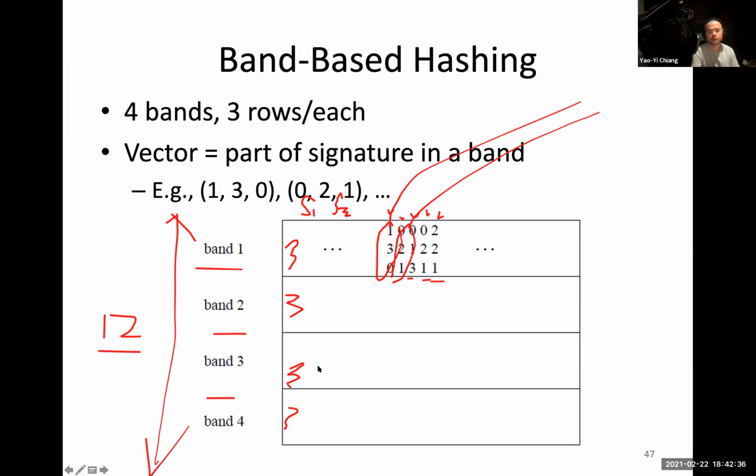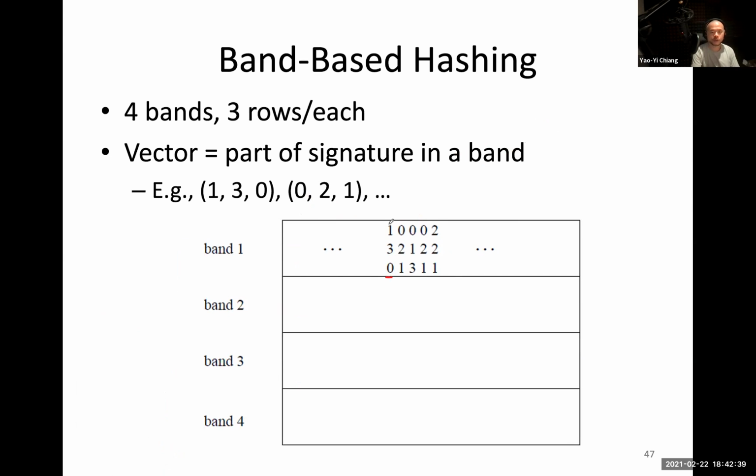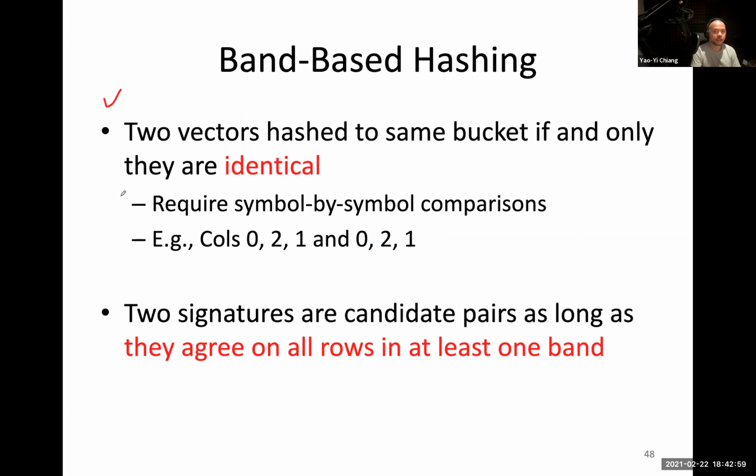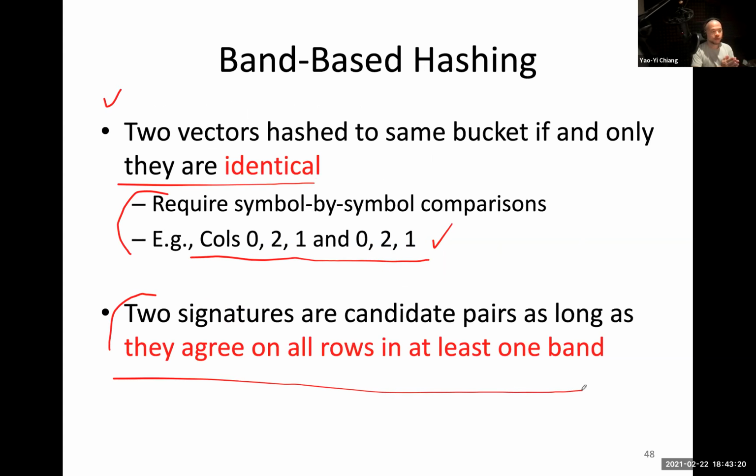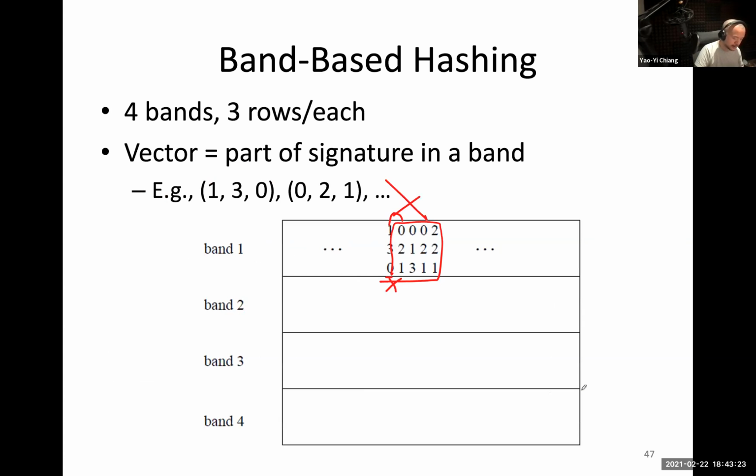which can be confusing. But the real thing is you just take this 1 3 0 and you compare it to 0 2 1, and you say, are they identical? If they are not identical, they will not be in the same bucket, okay? And it looks like you don't have any identical pairs here, so none of them will be in the same bucket. So two vectors hash into the same bucket if and only if they are identical, right? Like I said on the last slide. This requires symbol by symbol comparison. For example, column 0, 2, 1 and 0, 2, 1 have to be the same. Two signatures are candidate pairs as long as they agree on all rows in at least one band. Very important. Let's come back to look at this on the whiteboard.